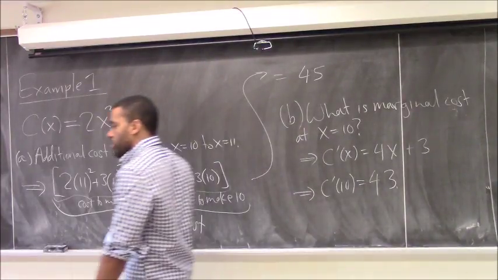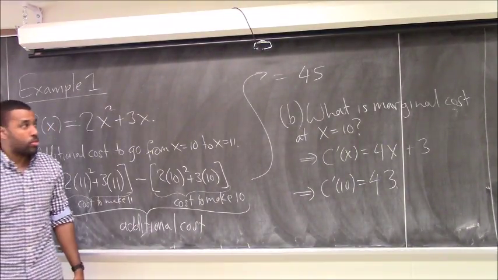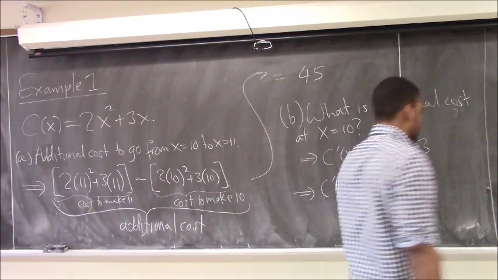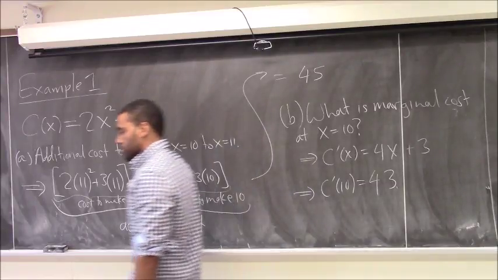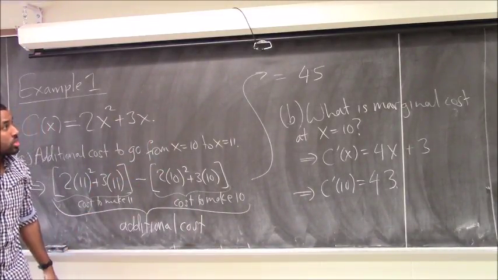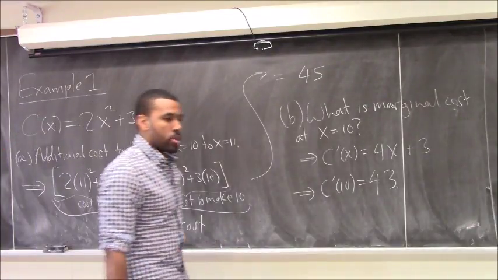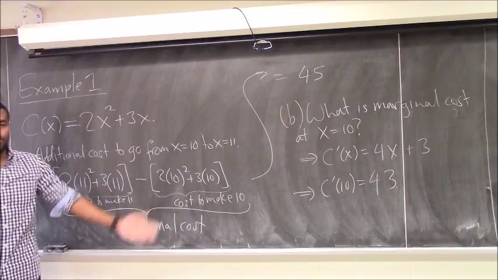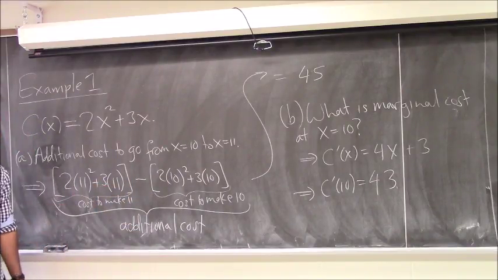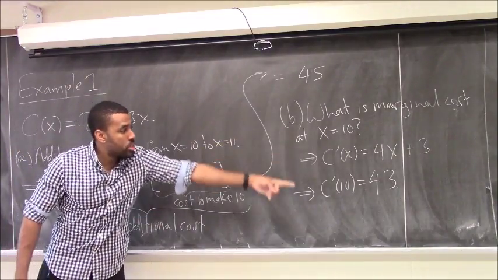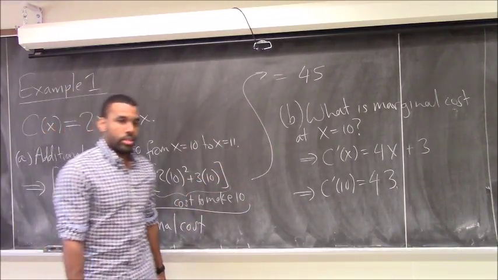So using the derivative, I would have guessed the answer is 43. The actual answer is 45. And by the way, our x values aren't even large here. So this is like an error of 4% or something like that. It's not a huge error. And we're not even having large x values here. So this kind of shows you, if our x values were in the thousands, the difference between these two answers would be even closer.